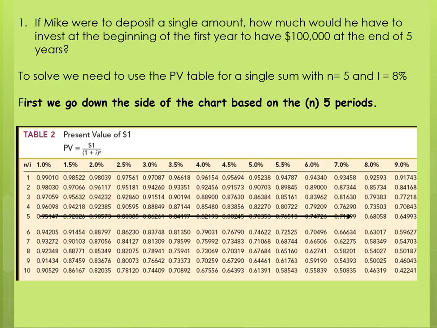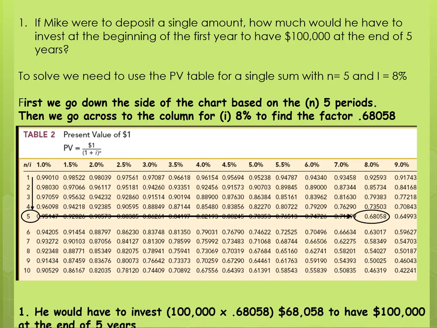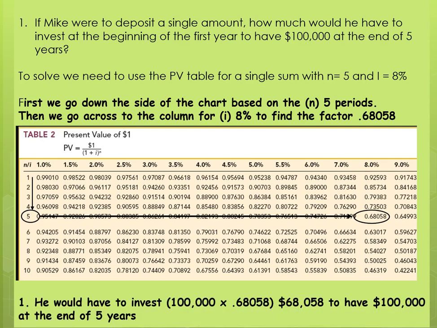So, what we're going to do for the first one is we're going to go to the present value for a single sum with n equals 5 periods and the interest at 8%, and we're going to get our factor of 0.68058. So what that tells us, for option 1, we'd have to invest $68,058 to have $100,000 at the end of 5 years.